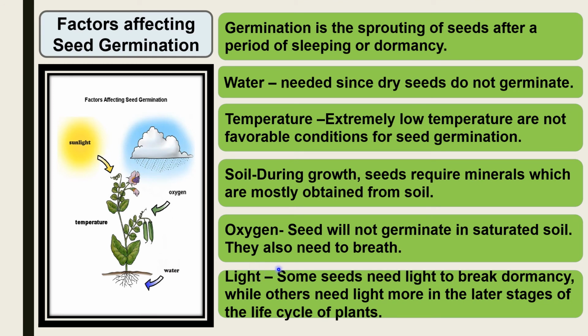And lastly, the light. Some seeds need light to break dormancy, while others need light more in the later stages of the life cycle of plants. So as you can see in the diagram, this is the sunlight, the oxygen, the temperature itself, and the water in the soil. Those are the factors that affect seed germination.